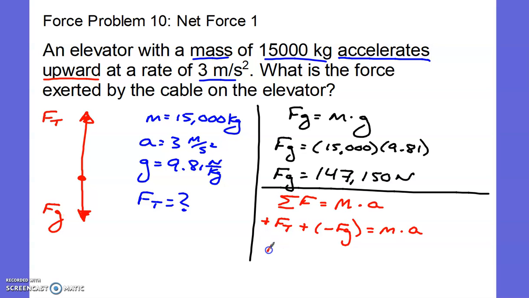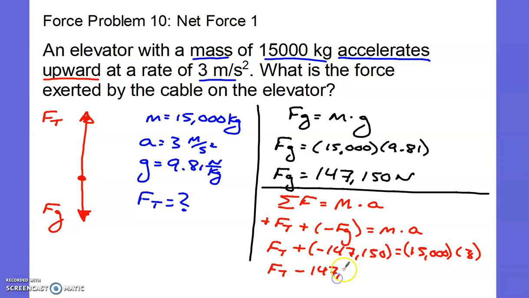For solving for Ft, we don't know that value. But we know that the gravitational force is negative 147,150. We have that the mass is 15,000, and the acceleration is 3. This then gives us that the tension force minus 147,150 is equal to 45,000.